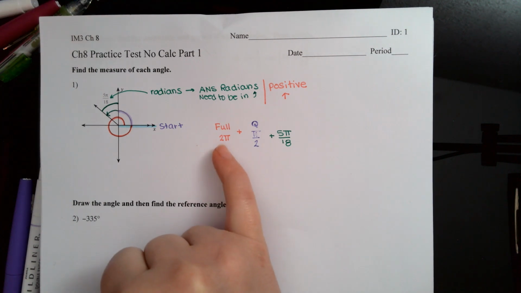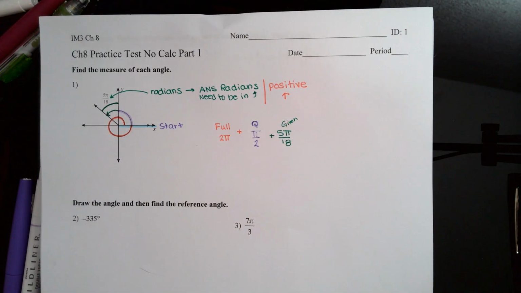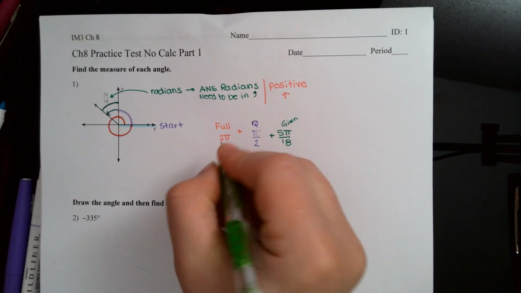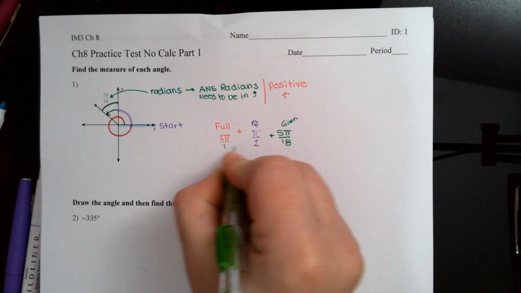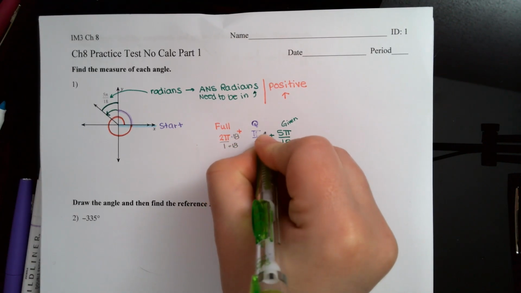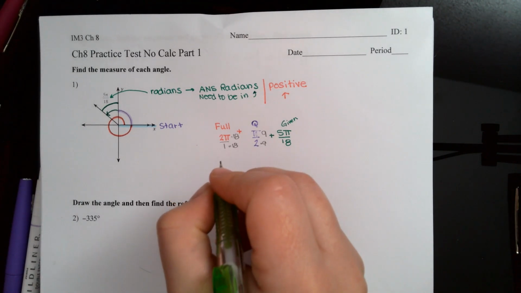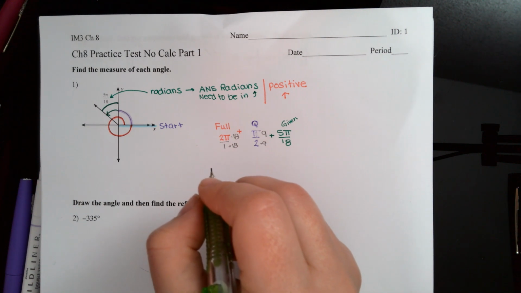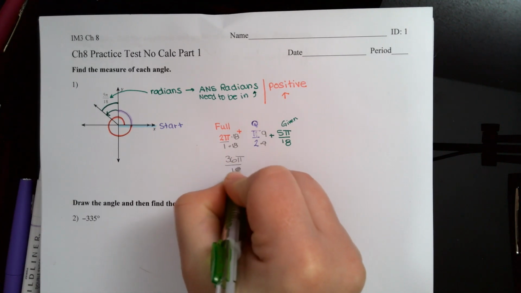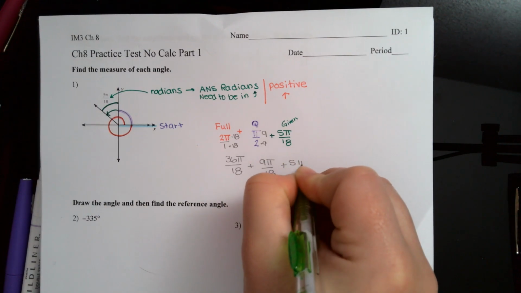So if we take a look at what we have, let me actually write given. We're looking at 2 pi plus pi halves plus 5 pi 18ths. So we're going to put a 1 underneath 2 pi, and you're going to create common denominators with everything. Here I'm going to multiply top and bottom by 18. Here I'm going to multiply top and bottom by 9. So what we actually are doing is we have 18 times 2, which is 36. 36 pi over 18 plus 9 pi over 18 plus 5 pi over 18.